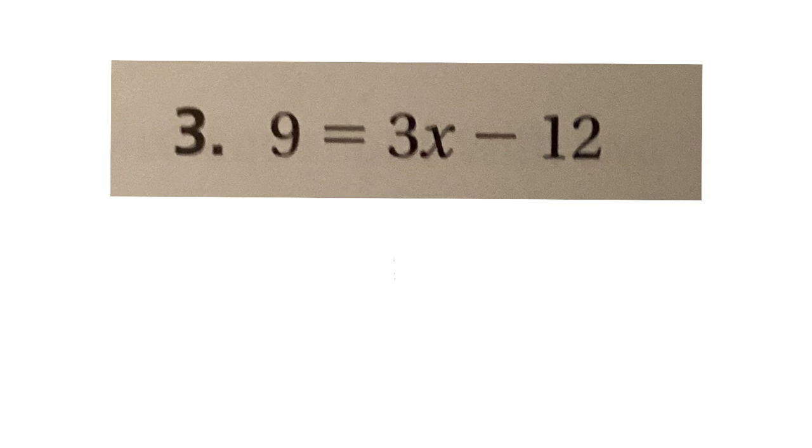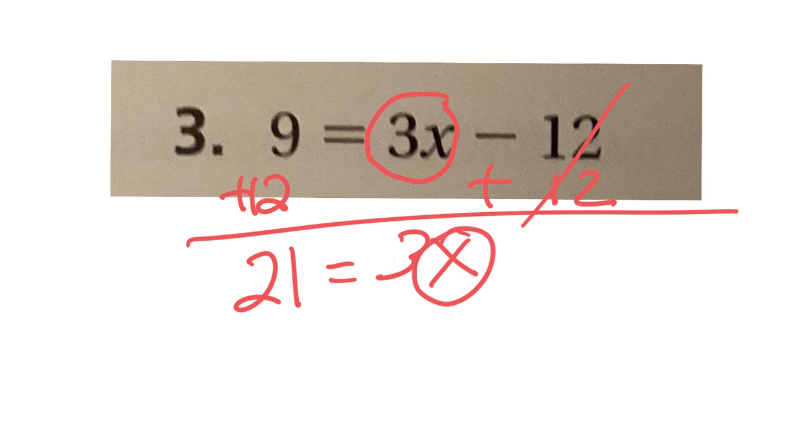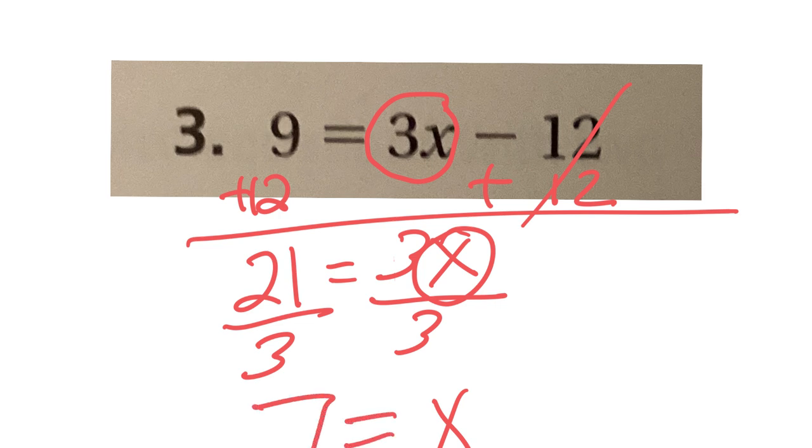All right, another one. I have 3x. What's happening to my 3x? It's being subtracted by 12, so I have to get rid of that minus 12, which is add 12. Add 12. 9 plus 12 is 21 equals 3x. Those cancel. I want to get my x now, so I divide it by 3. I divide that by 3. That leaves me with x equals 7.